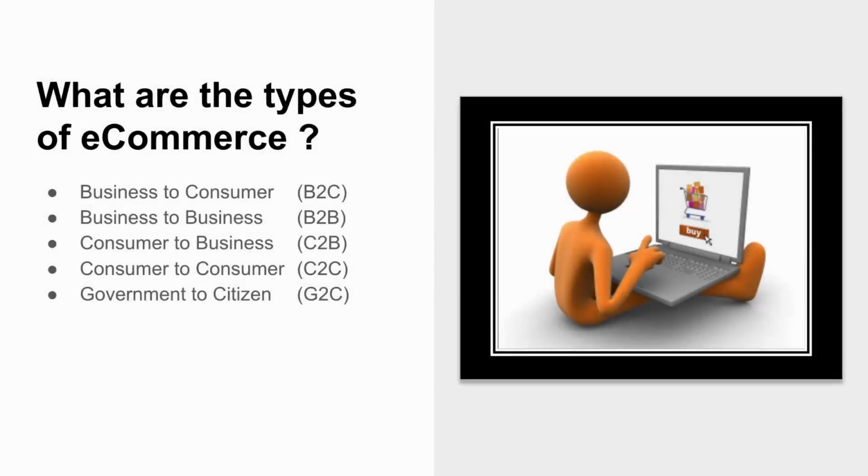So what are the different types of e-commerce? Well, it turns out if you look at the groupings of these, they fall into the following buckets. The first one is business to consumer or B2C. The next one is business to business or B2B, consumer to business, C2B, consumer to consumer or C2C, and government to citizen, G2C. So let's go ahead and look at the details of each one of these types of e-commerce.